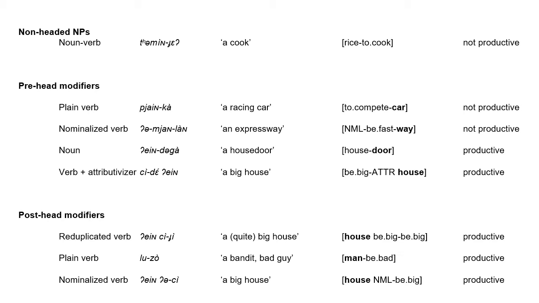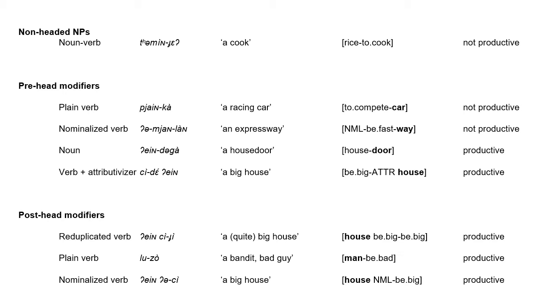Then, Burmese being a verb final, head final language, you do get pre-head modifiers as expected, and you get noun phrases like bianca, a racing car, which consists of the verb to compete and the nominal head car. You do get different types of these, and especially important here is the last one, the verb and the attributivizer, GDA, a big house, which is the stative verb G, to be big, with the attributive marker de, and then the head noun house at the end.